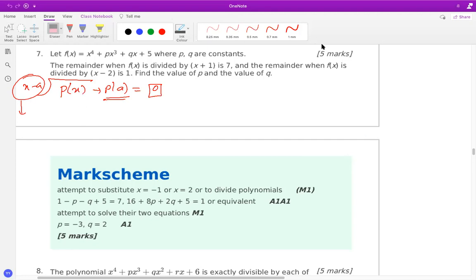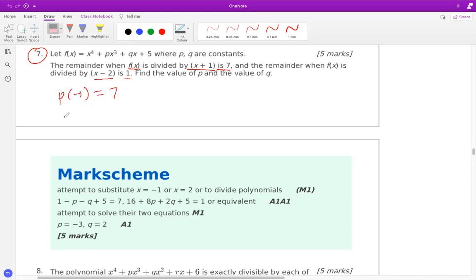Let's take the first question, where we talk about the remainder theorem. The remainder of the polynomial f of x when it's divided by x plus 1 is 7, and when it is divided by x minus 2, it is 1. You have to find the values of p and q. So the first thing, as we just discussed, is that p of minus 1 is 7, and p of 2 is 1.